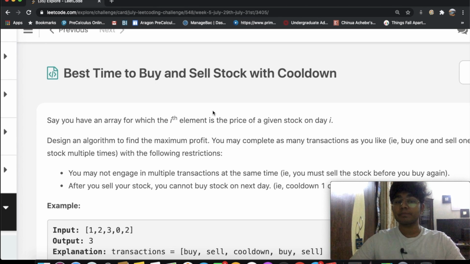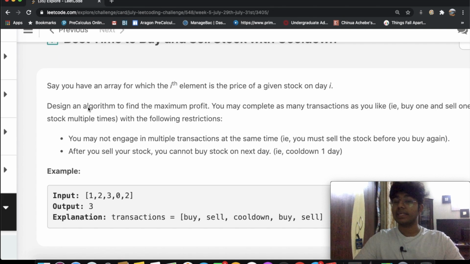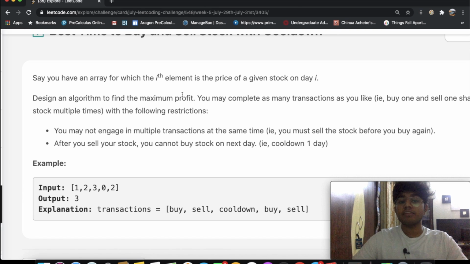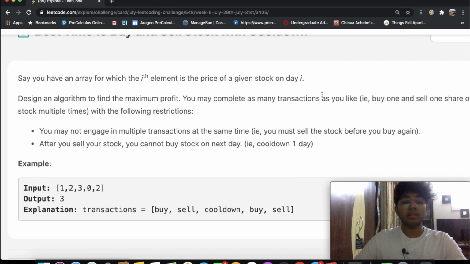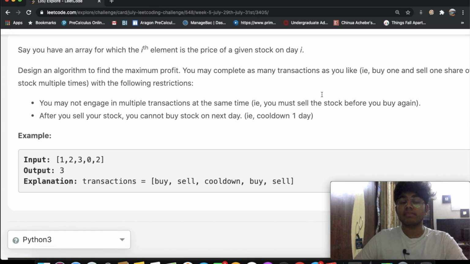Alright, so let's just start reading the question and then let's dive into how we can actually solve it. Say you're given an array where the ith element is the price of a given stock on day i. We need to design an algorithm to find the maximum profit. You may complete as many transactions as you like, which is you can buy one and sell one share of the stock multiple times with the following restrictions.